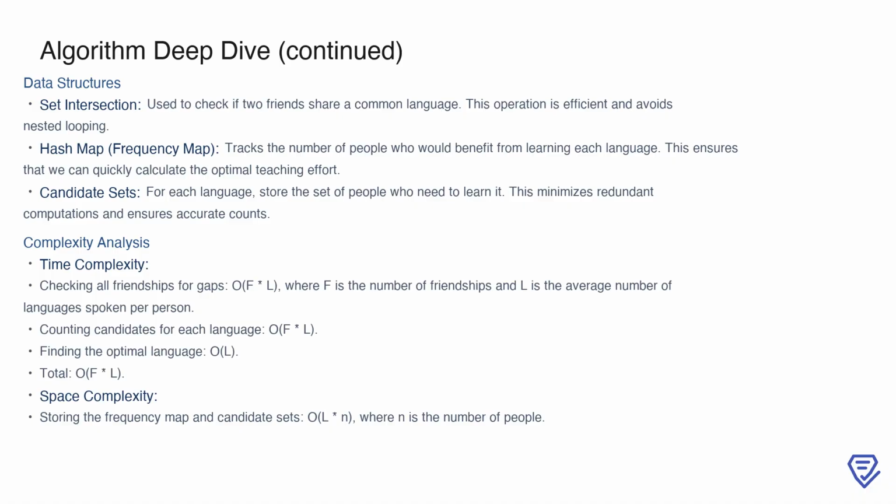To implement this solution effectively, we rely on specific data structures. Set intersections are used to check if two friends share a common language, offering both efficiency and simplicity. A hash map, or frequency map, is essential for tracking how many people would benefit from learning each language. This allows us to quickly determine the optimal teaching effort.